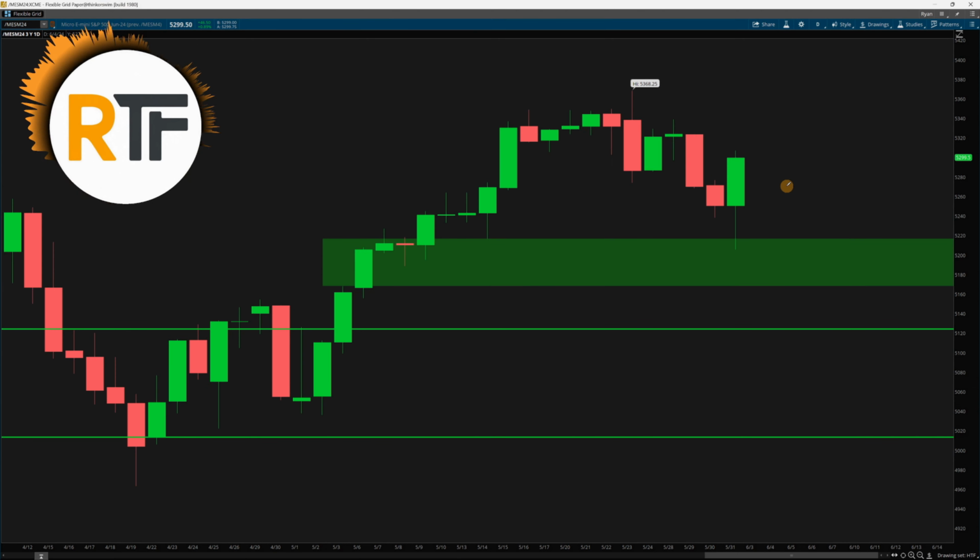On the daily chart, you can see as price rallied up, we did have this daily fair value gap right here, and you can see that Friday we did close above that fair value gap. So I am going to be looking for price to come up and perhaps take the buy side above this high.